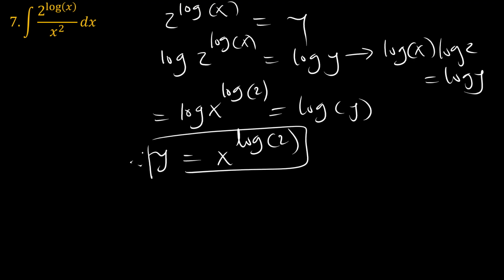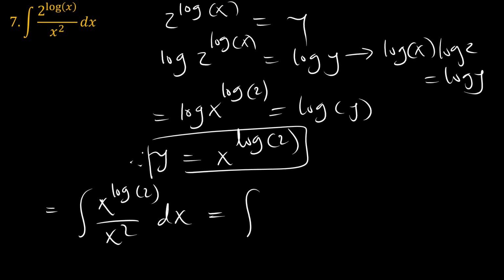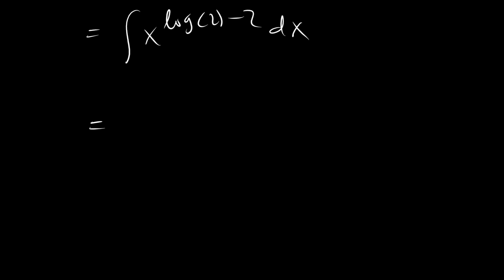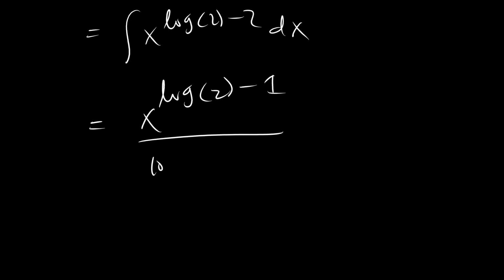Okay, so the integral becomes x to the power log of 2 over x squared, which means this is the same as x to the power log of 2 minus 2. And so since our problem now has become this, it means that this is the same as x to the power log of 2 minus 2 plus 1, over the denominator, which becomes that. So not that, rather, sorry.